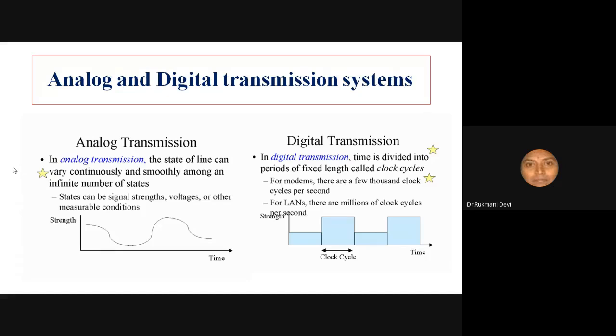So if it is amplitude modulation, frequency modulation, phase modulation, or if you take quadrature amplitude modulation in analog, all these things you will get. Then digital transmission is nothing but transferring data as 1 and 0.